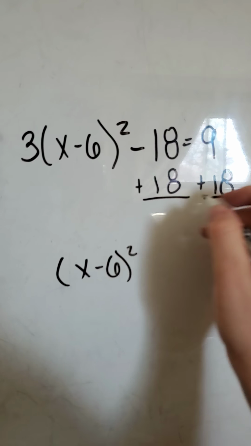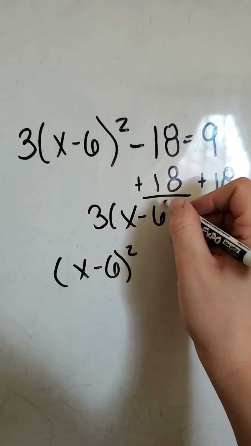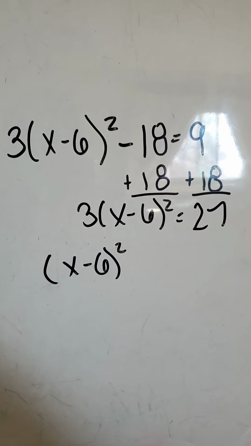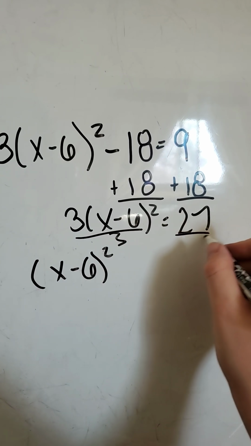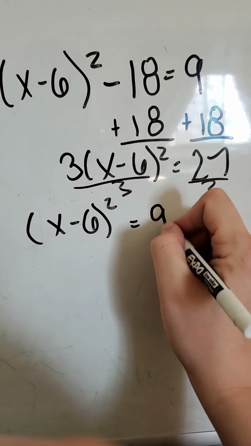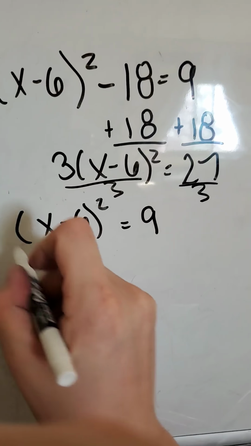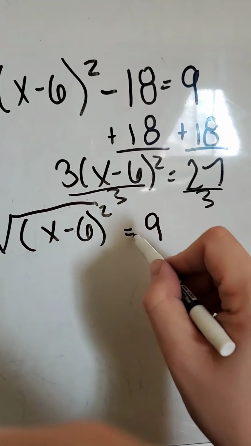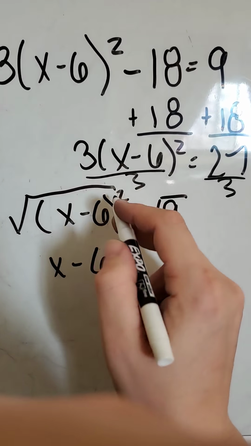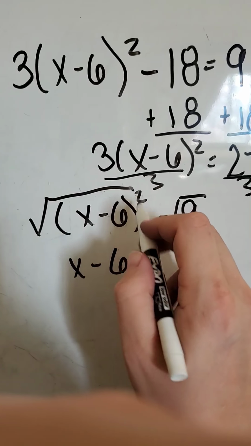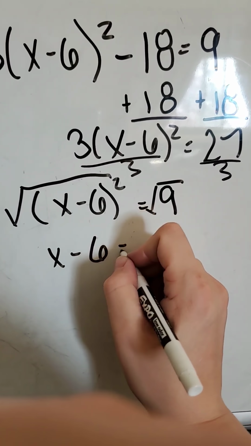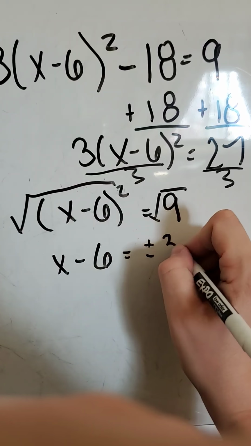All right, and when I do that, we get 3 times (x minus 6) squared equals 9 plus 18, which is 27. And now I can divide by 3 on both sides. And I get (x minus 6) squared equals 27 divided by 3, which is 9. And now I can do what I said I wanted to do and take the square root of both sides so that I get x minus 6, because this is a perfect square, right? The square root of (x minus 6) squared is the term that's squared. x minus 6 equals the square root of 9, which is positive or negative 3.